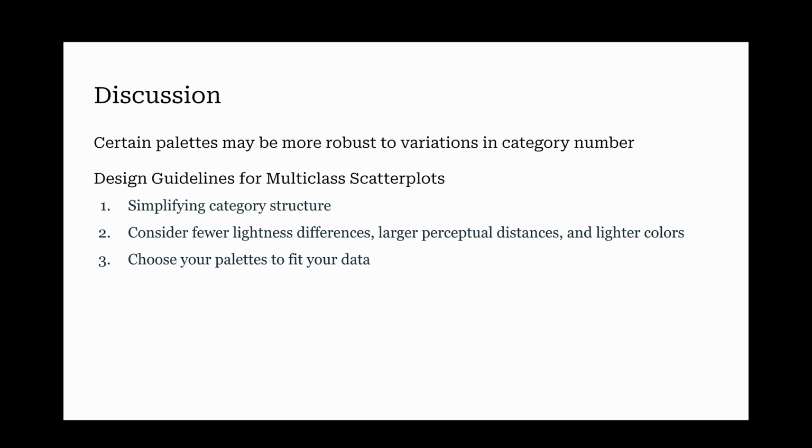The discussion. We measure the impact of the number of categories and choice of color palettes on people's perceptions of multiclass scatterplots. We find that people are less accurate at assessing category means as the number of categories increases. However, certain palettes may be more robust to variations in category number.